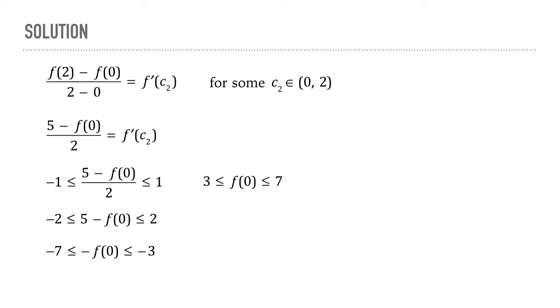So we now have two estimates of f(0). Previously we found that f(0) was between -1 and +3, and now we have found that f(0) is between 3 and 7. So the only value that is possible and which is compatible with these two inequalities is 3, and therefore f(0) must be equal to 3. The correct answer is option D.